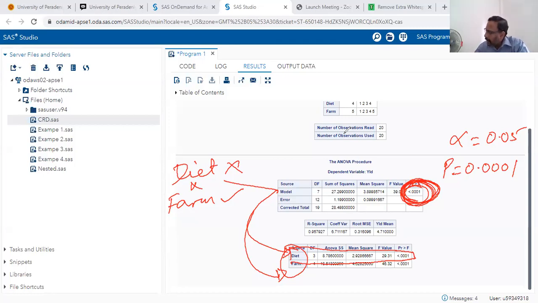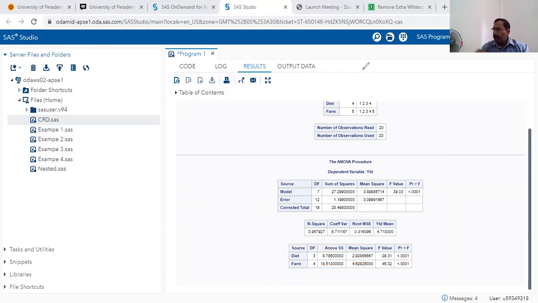So look at it. Diet is no problem. It is also significant. It is less than the alpha value, so that we could say, what is the conclusion now after taking the decision? What is the conclusion? Anyone? How can we make the conclusion?